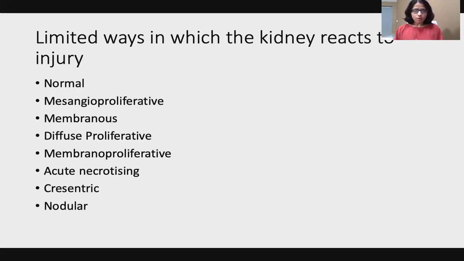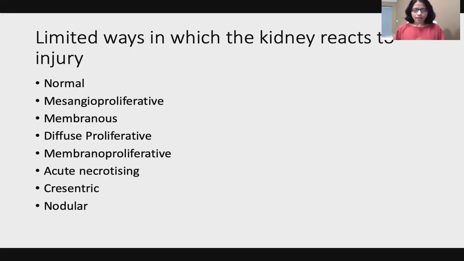So there are lots of pathologies which can hit the kidneys, but the kidney tends to react in a limited number of ways. In some conditions, though the patient is showing a lot of clinical features, you might find the glomeruli is completely normal. So that is why the clinical details are so important, and I cannot stress enough how important they are in reaching the final diagnosis.